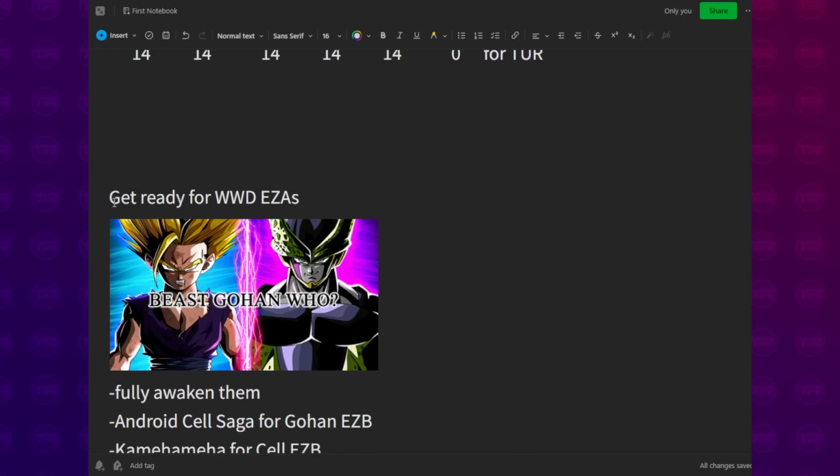Coming up next, the worldwide download EZAs Gohan and Cell. What can you do in the meantime? Well, you can fully awaken them if you don't have them fully awakened. Most of you probably do, but if you're new players, prioritize getting these two units Extreme Z or fully awakened into the LR form. They are very, very good, especially the Gohan, so it is imperative that you get them juiced up as quickly as possible.